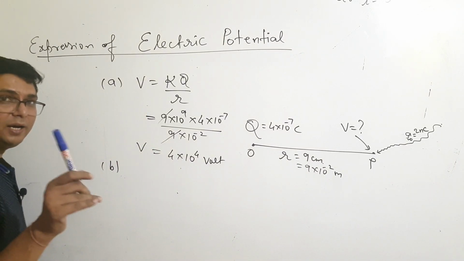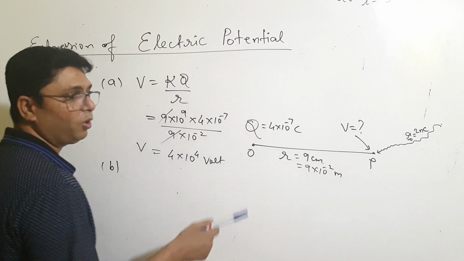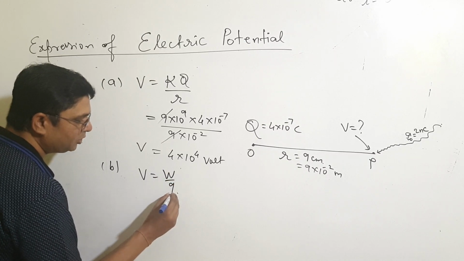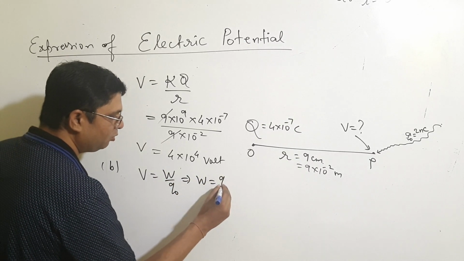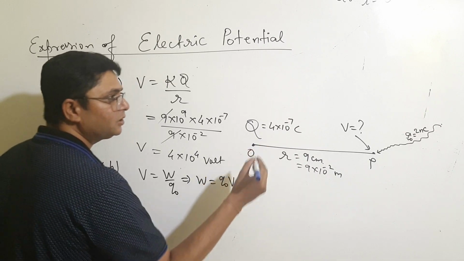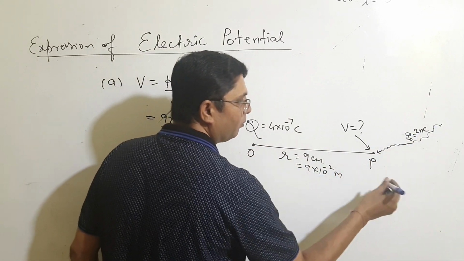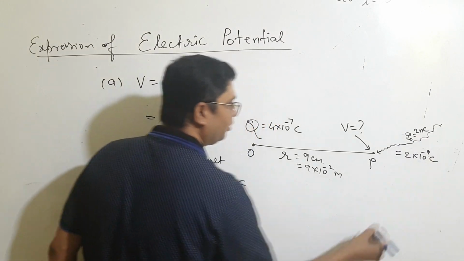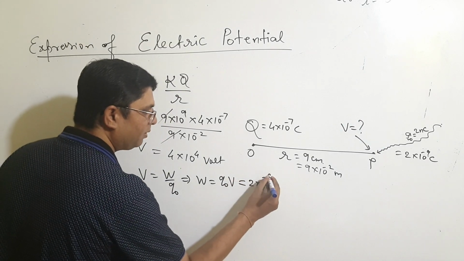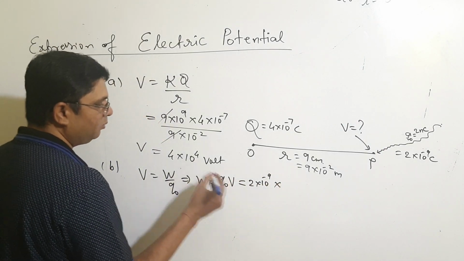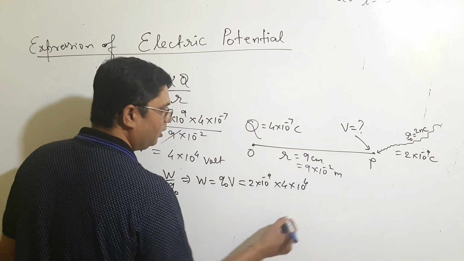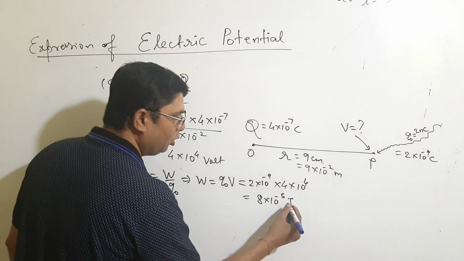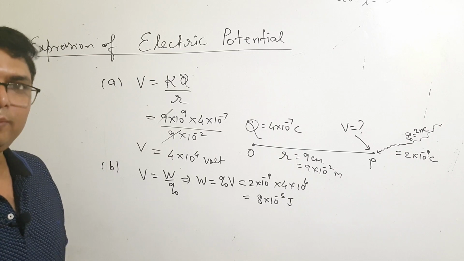Part B: you have to find the work done in bringing the charge q naught from infinity to point P. You know that potential is equal to work upon test charge, so work is equal to test charge into potential. The test charge q naught is 2 nanocoulomb, which means 2 into 10 to the power minus 9 coulomb, and the potential is 4 into 10 to the power 4 volt. So this comes out to be 8 into 10 to the power minus 5 joule. The work done is 8 into 10 to the power minus 5 joule.